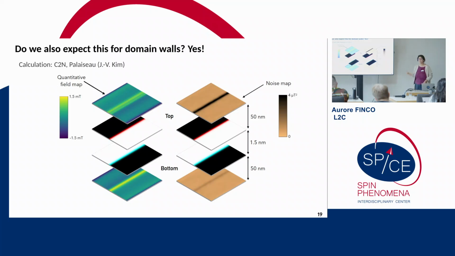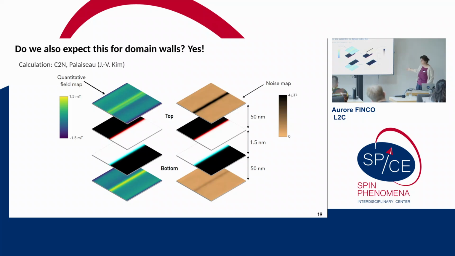So first question, do we also expect this from domain walls? And the answer is yes. Looking at a counterclockwise or clockwise rotating texture is similar to looking at the sample from the top or from the bottom. You flip your sample, you rotate the other way. And here is the noise map that you expect. This is our counterclockwise rotating sample. We are usually probing it from above. We expect a strong noise. But if we look at it from the bottom, as if we had a clockwise rotating texture, we expect a much lower noise, also for the domain walls.